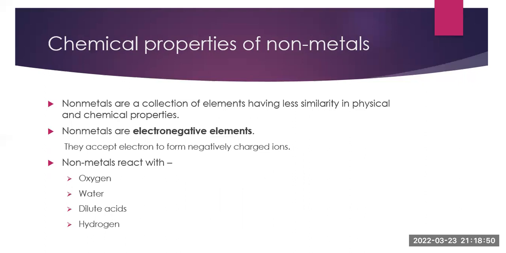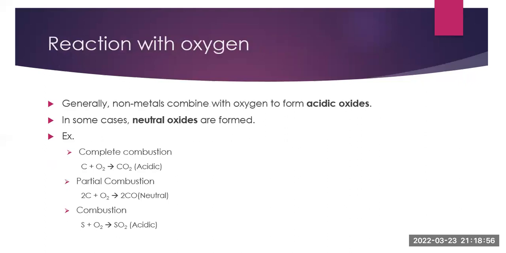Nonmetals react with oxygen, water, dilute acids and hydrogen. We start with the reaction of nonmetals with oxygen. Generally, nonmetals combine with oxygen to form acidic oxides. In some cases, neutral oxides are formed as well. We'll consider some of the examples below.